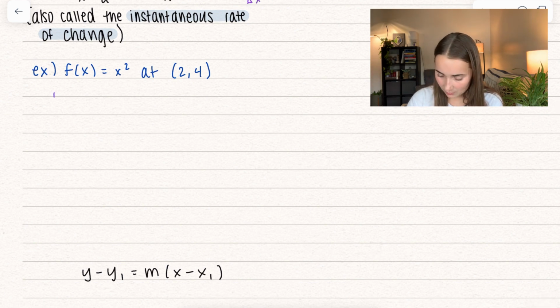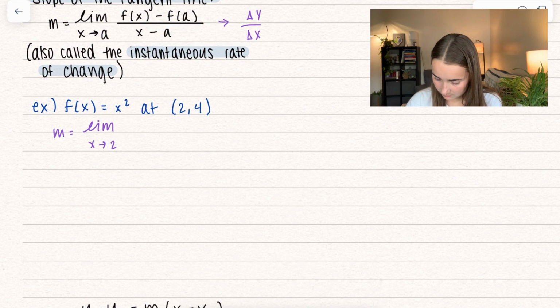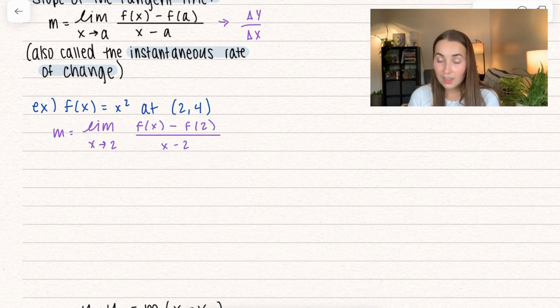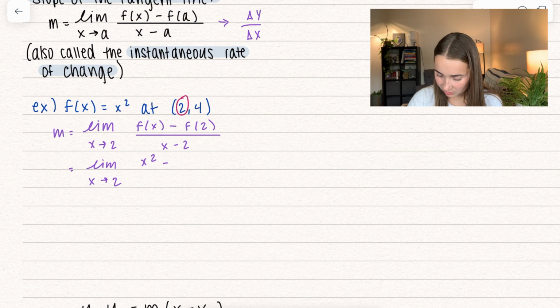So I'm going to go ahead and write it out. In this case, our a was 2. We take the limit as x approaches 2 of f(x) minus f(2) all over x minus 2. So we need to go ahead and plug in some values. That limit doesn't change at all, right? But I know what f(x) is equal to. I know that's equal to x squared. And I also know when I plug in 2, I get 2 squared, all over x minus 2.